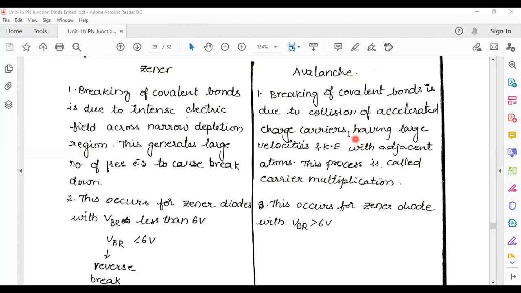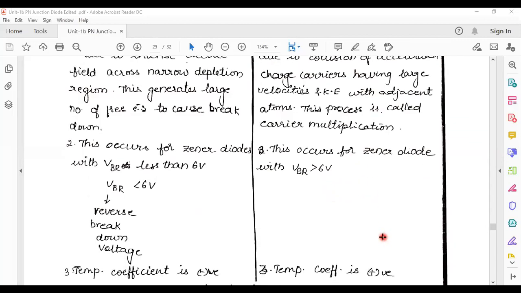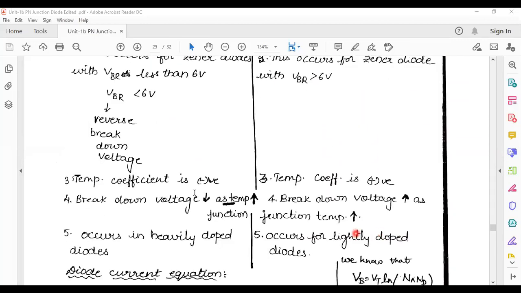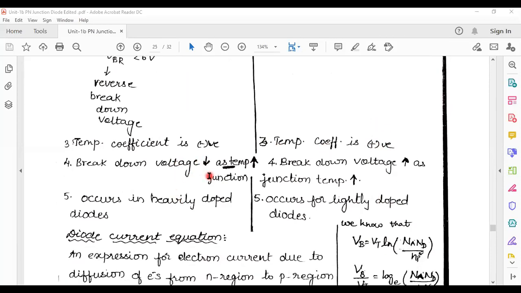here. This breakdown occurs at greater than 6 volts, let it be 6.5 volts from the graph. Here the temperature coefficient is negative: breakdown voltage decreases as temperature increases. Here the temperature coefficient is positive: breakdown voltage also increases as temperature increases. Negative temperature coefficient means voltage decreases as temperature increases. Here if both increase, we call it a positive temperature coefficient. Occurs in heavily doped diodes.